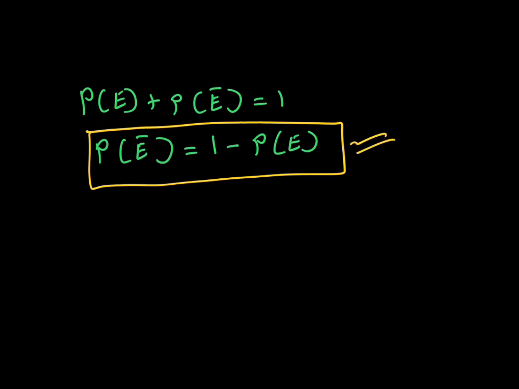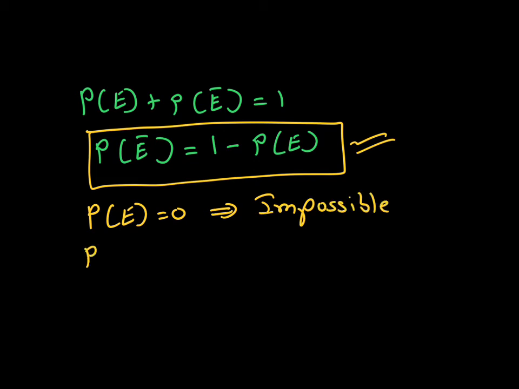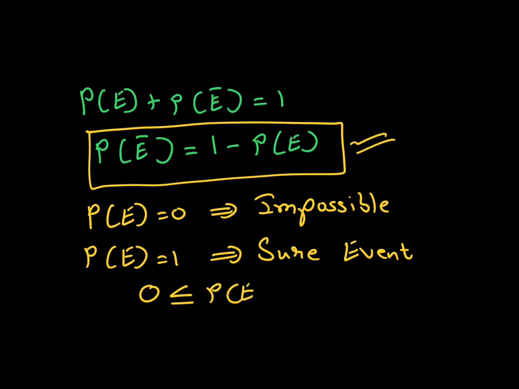So let's try a few more examples and a few more points before we proceed. If the probability of an event is 0, that means it's an impossible event. And if the probability of an event is 1, that means it is a sure event. So the probability of the occurrence of any event is always going to be between 0 and 1.